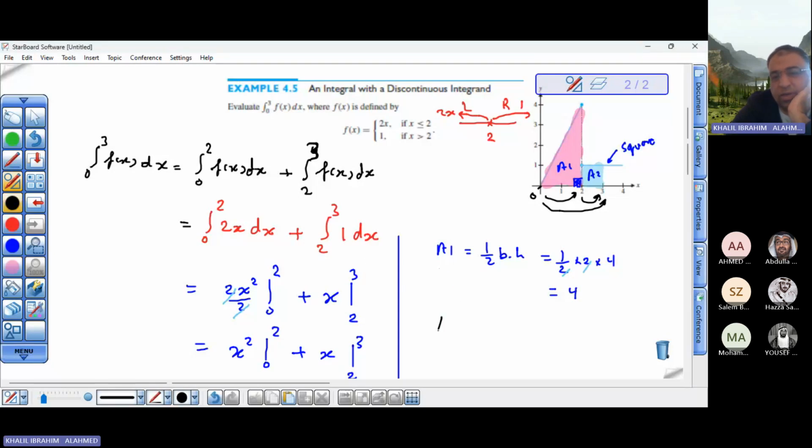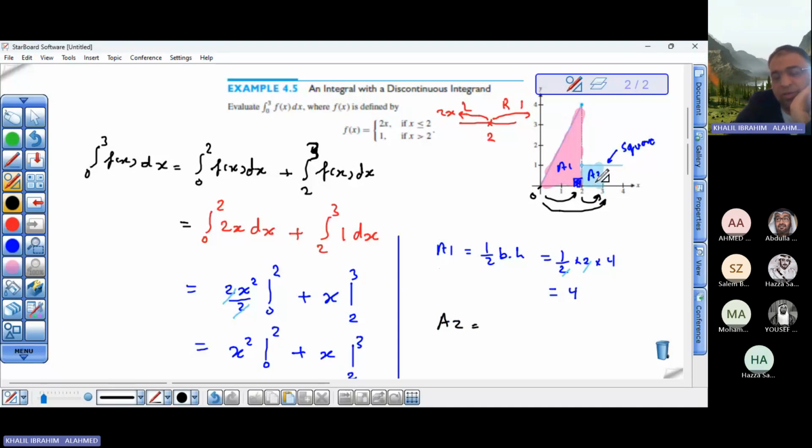Area 2 is the square. What is the formula for the area of a square? Length times width, but the width equals the length because all the sides of the square are equal. So length times length, from 2 to 3, is 1 times 1, which equals 1. This is the area of the square.